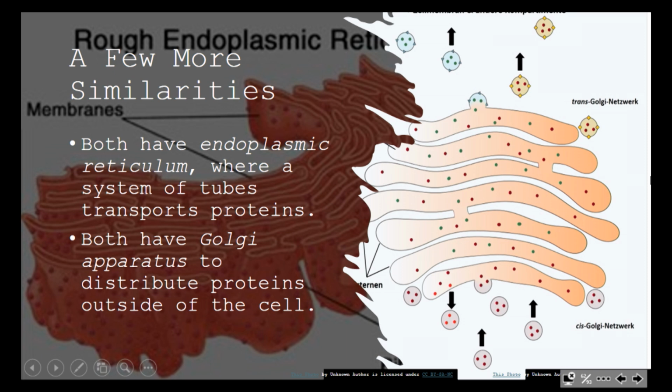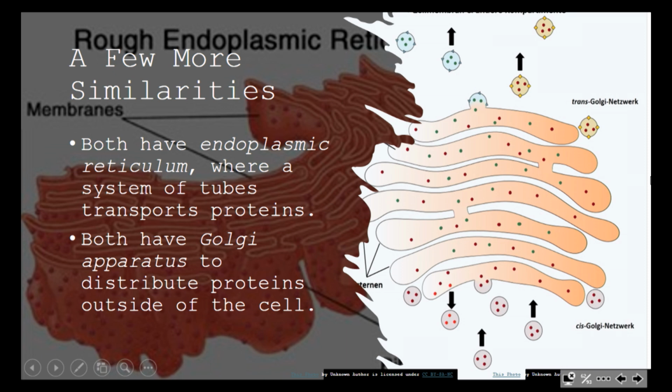So they both have an endoplasmic reticulum. Let's remember that the endoplasmic reticulum is the transporter of the cell, right? Sometimes we abbreviate the endoplasmic reticulum as ER, and it's the transporter. It's how we move stuff around your cells, okay?